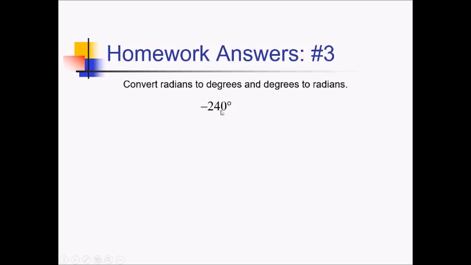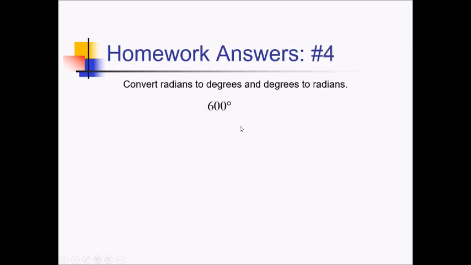For this one, trying to convert negative 240 degrees into radians, so let me multiply by pi over 180. And now I just have to reduce these. 240 and 180, both reducible by 60, so this is going to be negative 4 pi over 3.